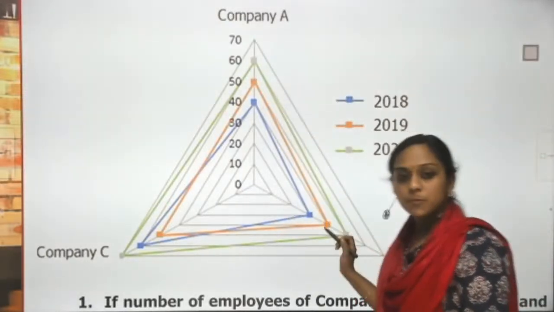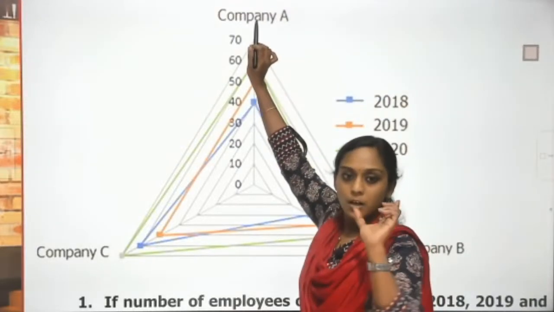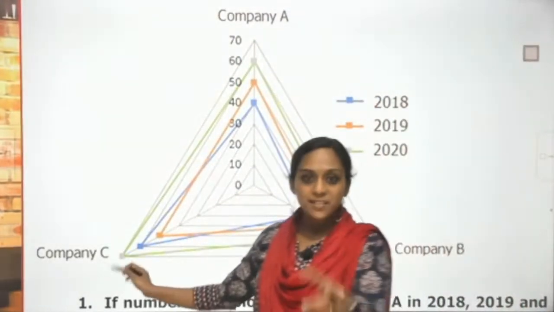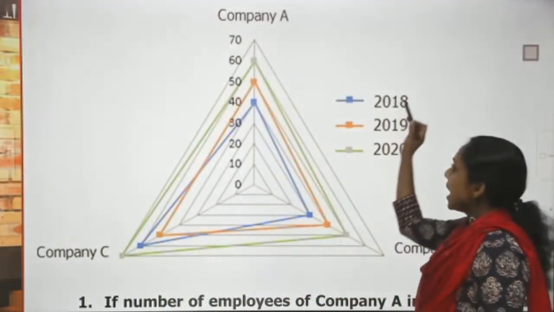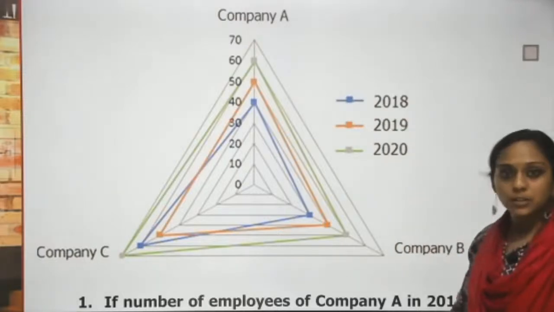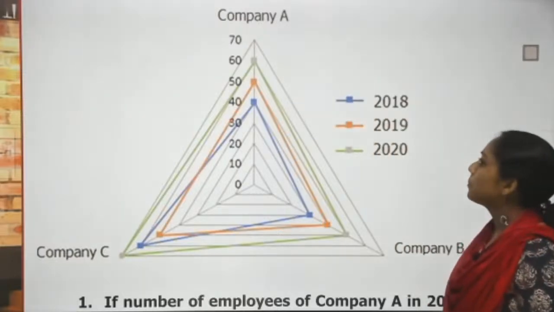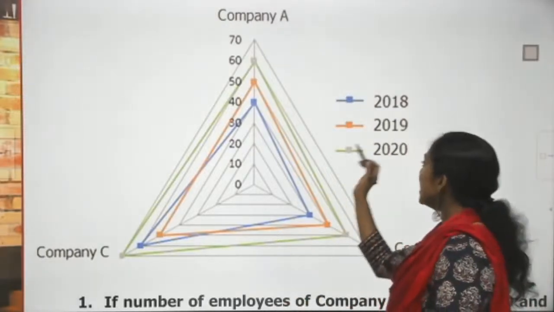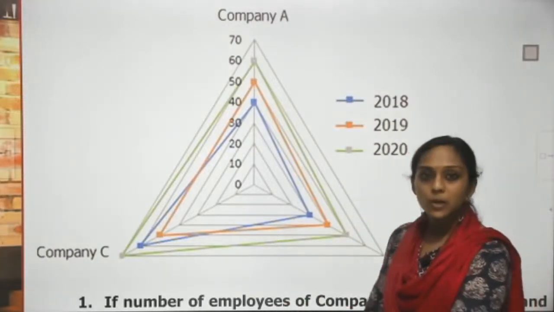See, there are 3 arms, each arm represents a company. This is company A, this is company B, and this is company C. And in 3 different colors, 3 different years are noted. The blue color represents 2018, the orange color represents 2019, and the green color represents 2020.